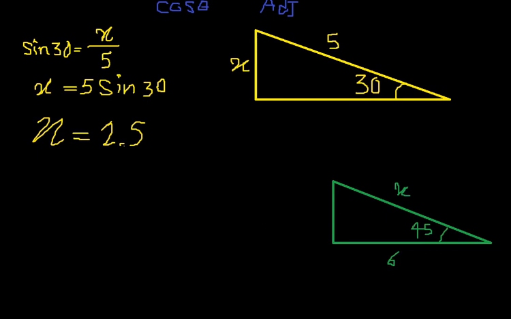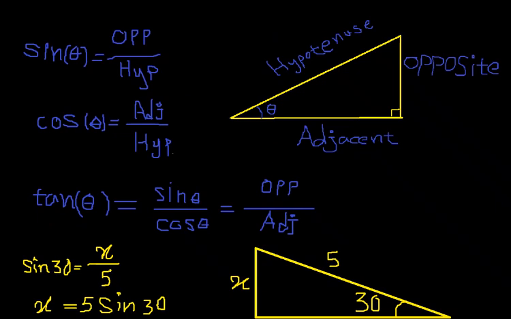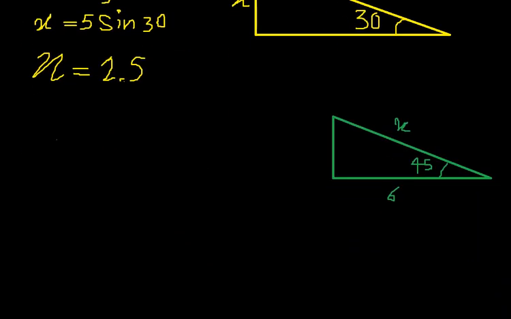So we have the adjacent side, the hypotenuse, and the angle. Now we should use the formula for cosine, which uses adjacent and hypotenuse. So let's write cos of theta, which is 45 here, is equal to adjacent divided by hypotenuse, so 6 divided by x.